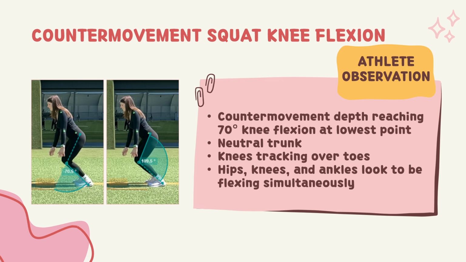Quantitative analysis I did on Kinovea for her knee flexion angle: I found it to be approximately 70 degrees at the lowest point of the counter movement squat. However, when I reviewed the literature, the optimal ranges are obviously below 45 degrees, which demonstrates that her counter movement squat may benefit from some attention.